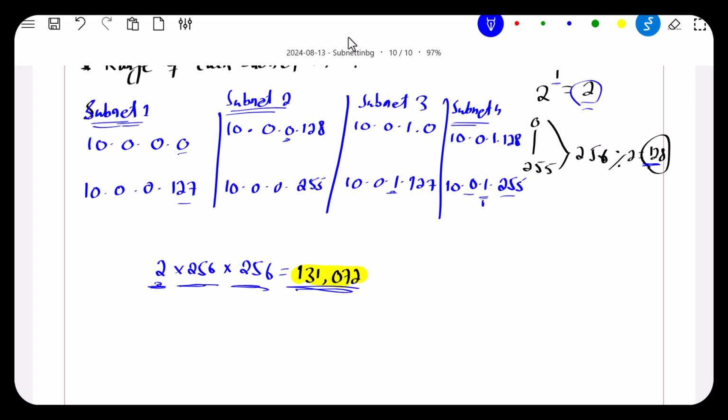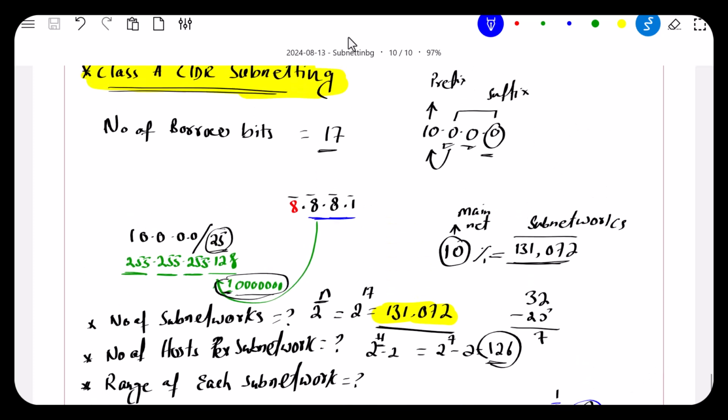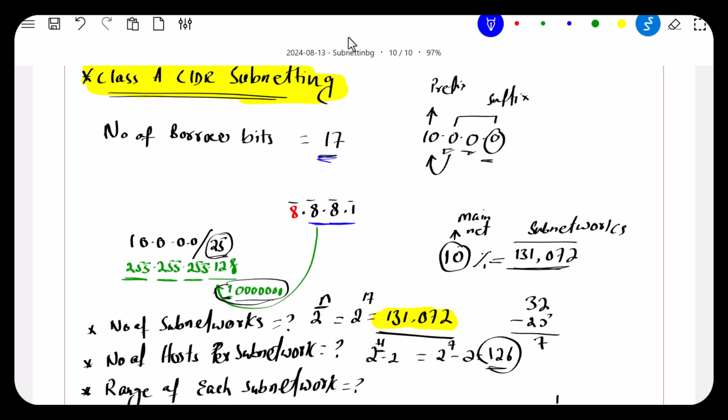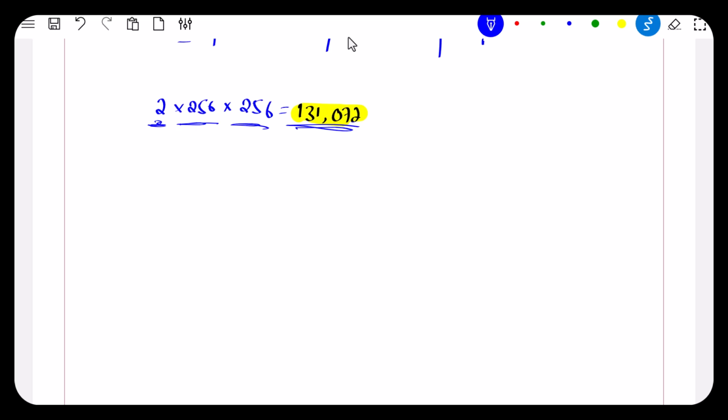And in each subnetwork the number of valid hosts is 126 and the number of total hosts is 128. So this was borrowing 17 bits. Now let's borrow 18 bits.